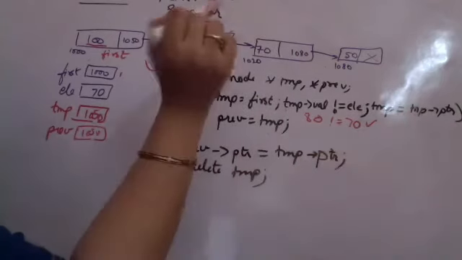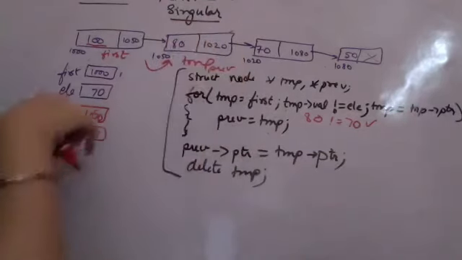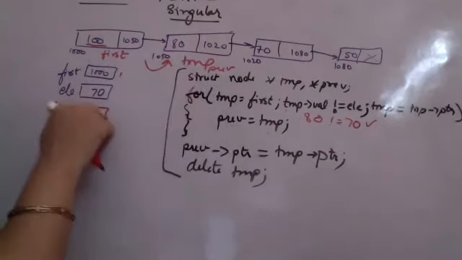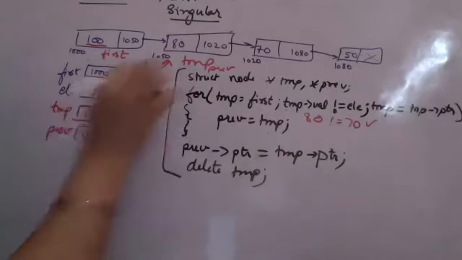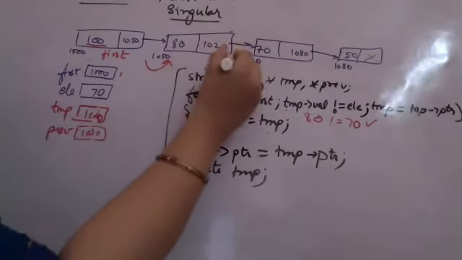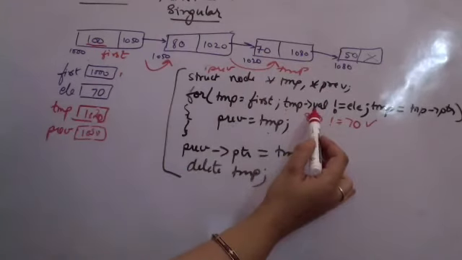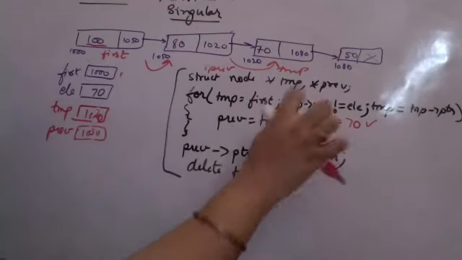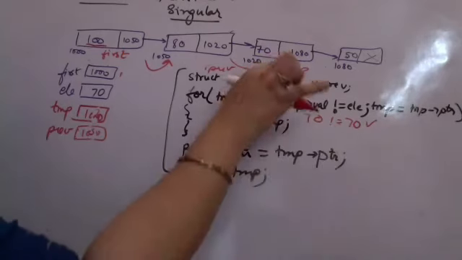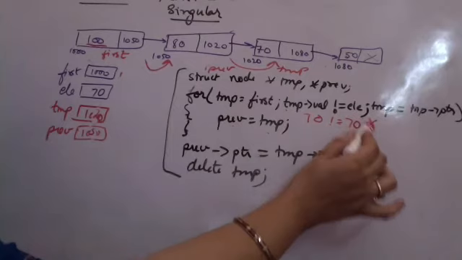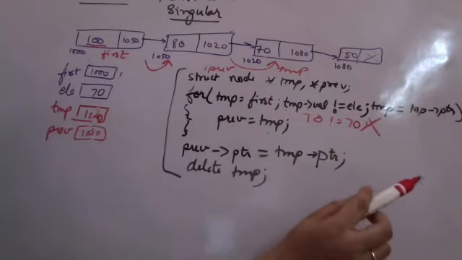Temp is equal to temp pointer. Temp is equal to 1050's pointer. 1050's pointer is 1020. So temp becomes 1020. That means temp now points to the next node in the list. Again check the loop condition. Temp value 70 is not equal to 70. The condition becomes false. We have found the element.